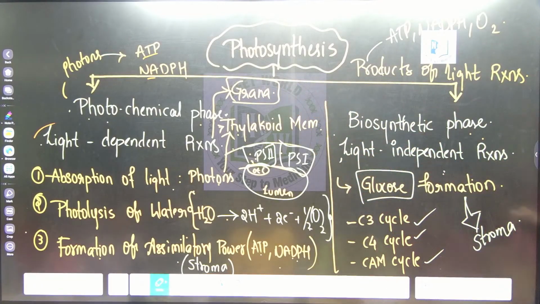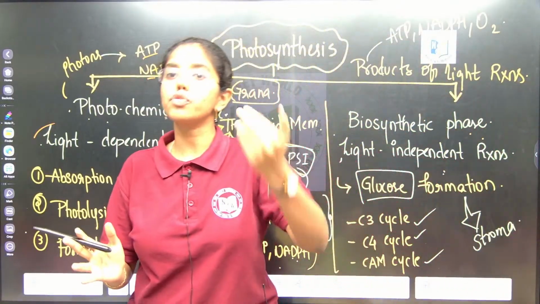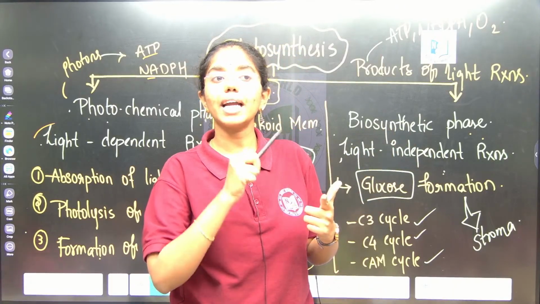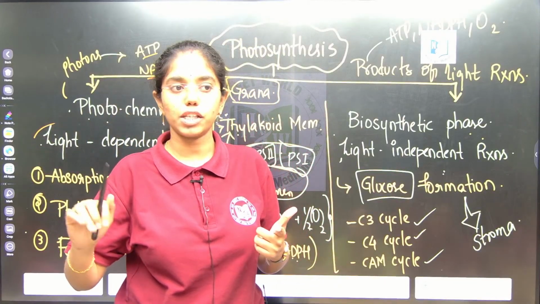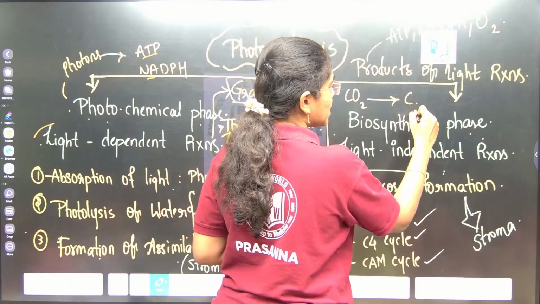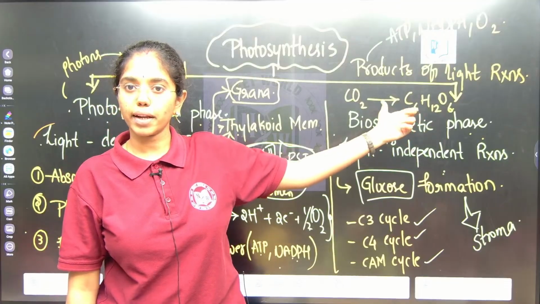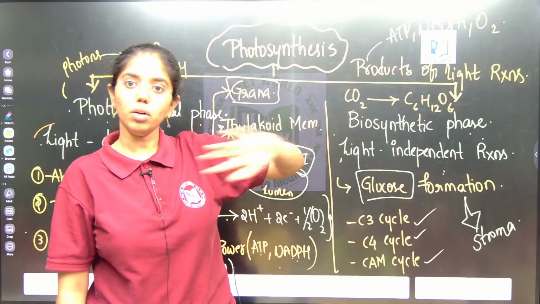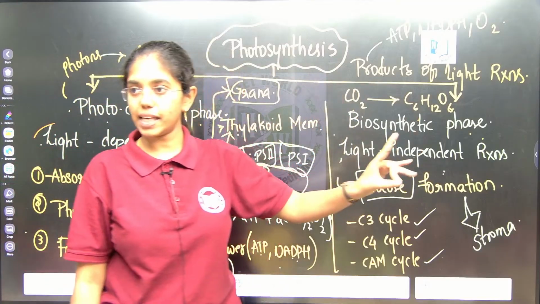Next, the biosynthetic pathway. What is the biosynthetic phase? Synthesizing the glucose molecule, or glucose formation. Here what exactly happens is carbon reduction, or carbon dioxide assimilation. CO2 will get reduced to C6H12O6. Addition of protons is what? Reduction only, right? Carbon is reducing, carbon dioxide getting fixed, carbon assimilation, carbon reduction, carbon dioxide fixation, one and the same.